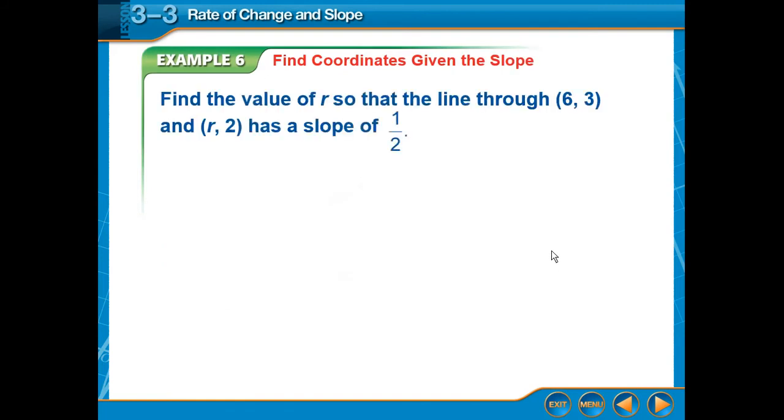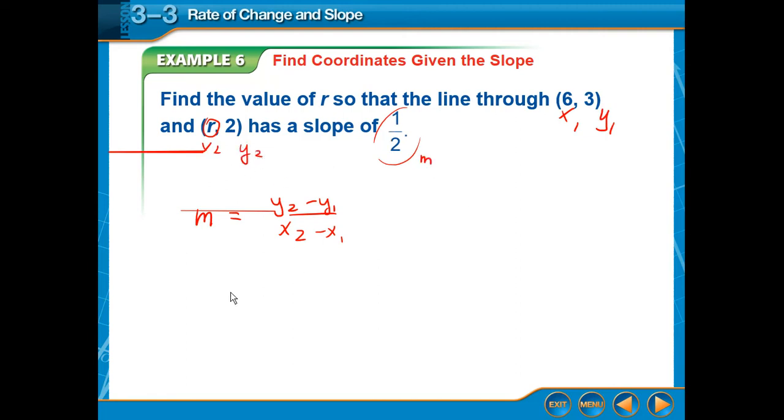Okay, we can also use our formula to find a missing coordinate. So here, we don't know what r is, but we do know what our slope is. Remember, our equation for slope is m equals y2 minus y1 over x2 minus x1. So I can plug in all of the information I have. We'll label our points x1, y1, x2, y2, and this is my slope, so that means it's m. So I'm going to plug in everything I know. So 1/2, y2 is 2, minus y1 is 3, x2 is r, and x1 is 6.